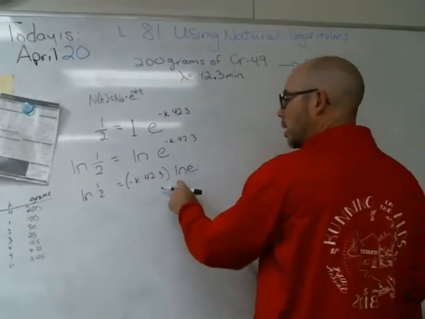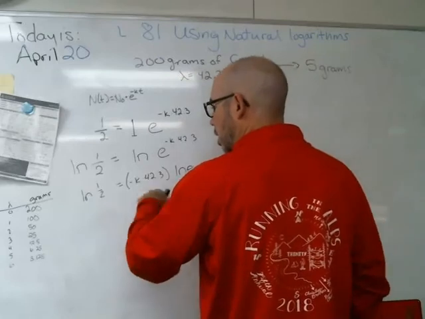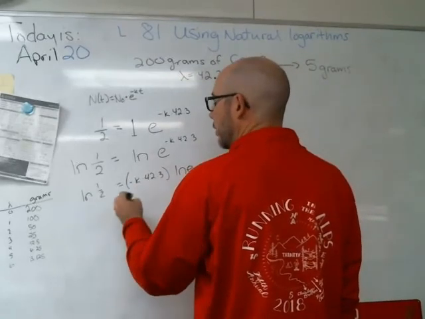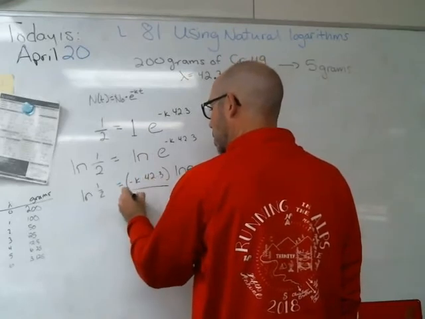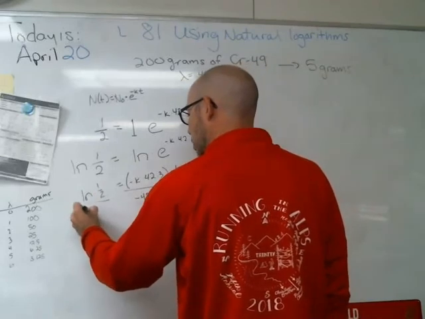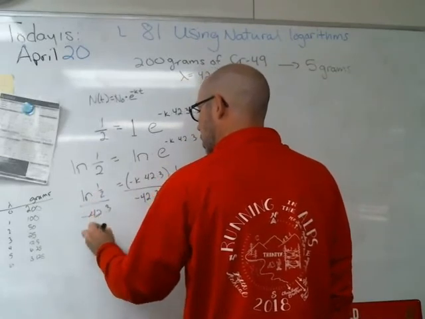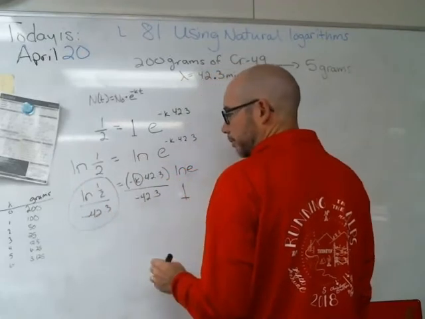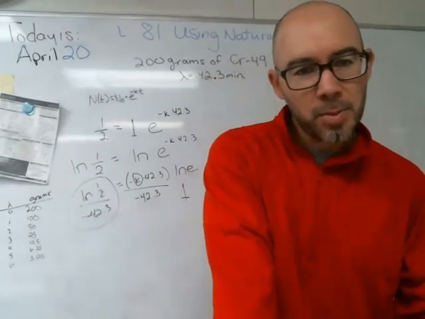Natural log of e is 1. So now this is all I'm working with here. I want to solve for k. If I divide both sides by negative 42.3, there's my problem right there. That will equal k. Okay, at this point, I need my calculator.